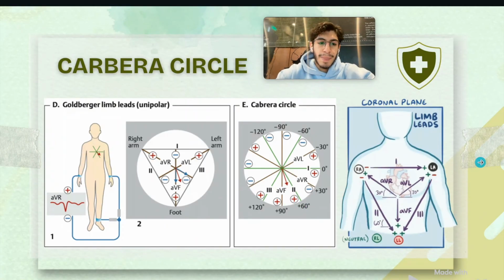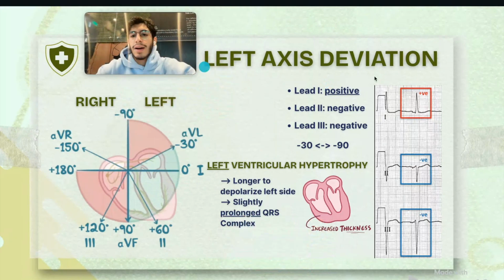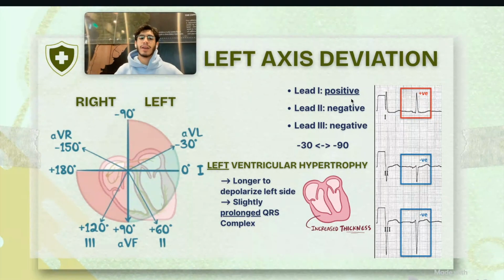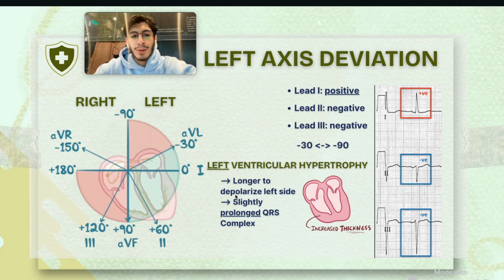Now, let's look at what a left axis deviation is. We said that the normal one is pointing at lead 2 most of the time. Well, what are the times where it doesn't? This is a deviation. This is when we know something's wrong. So let's see what a left axis deviation is.